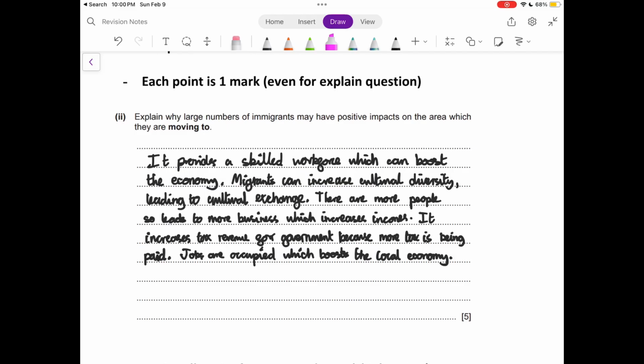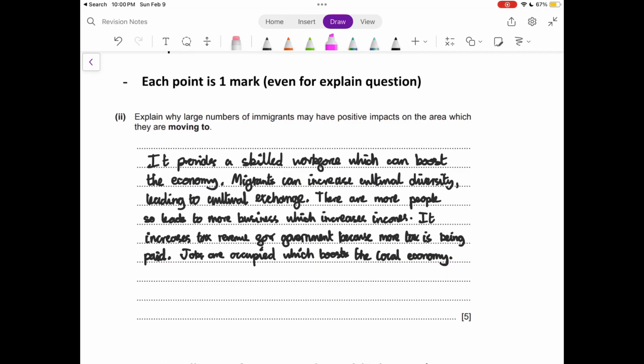However, I do recommend that you do not just directly state it in a bullet point style of writing. I would still recommend continuous sentences and just developing your points a little bit so that you can show the examiner that you know what you're talking about.